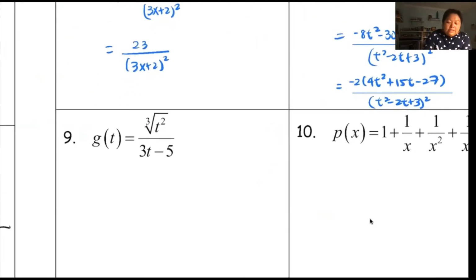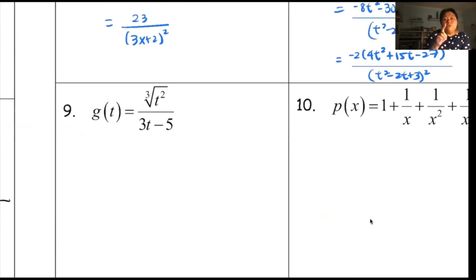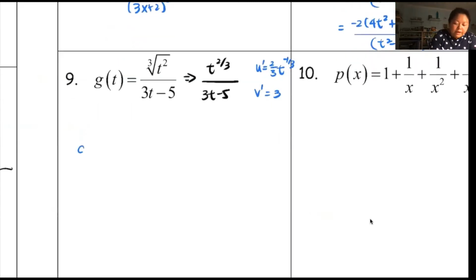All right, next one, same idea. I would strongly recommend rewriting this first equation as t to the 2/3 all over 3t minus 5, right? And then now it's a lot easier to see that, okay, well, my derivative on top is 2/3 t to the negative 1/3, and the derivative on the bottom is just 3. Okay, now I can use my low d high, right?